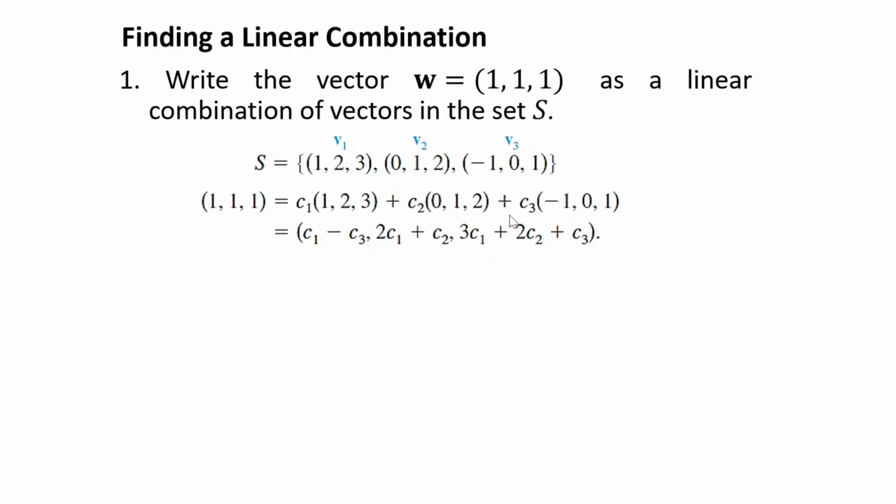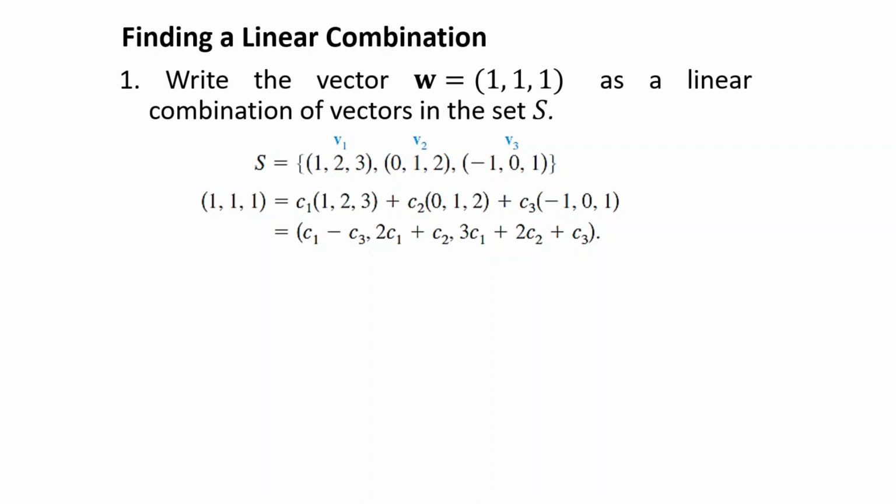Okay, and then computing this, so we multiply c sub 1 in each of these components and c sub 2 in here and so on, and then add the corresponding components. We have c sub 1 plus 0 c sub 2 and then minus c sub 3. So we get c sub 1 minus c sub 3. Then 2 c sub 1 plus c sub 2 and then we have 0 c sub 3. So we get 2 c sub 1 plus c sub 2. And then 3 c sub 1 plus 2 c sub 2 plus c sub 3. Okay, so again, this is equal to the vector w.